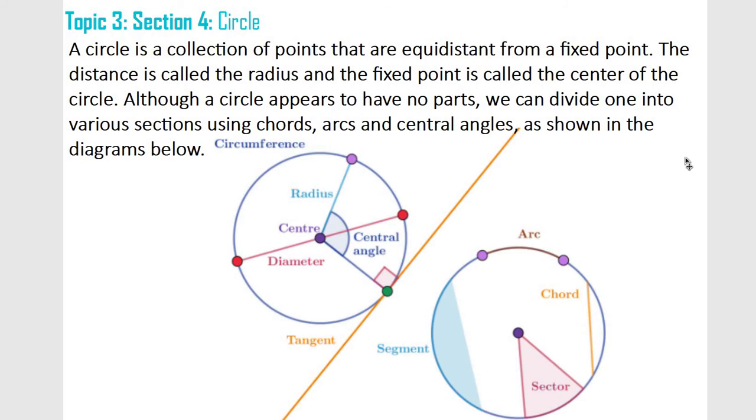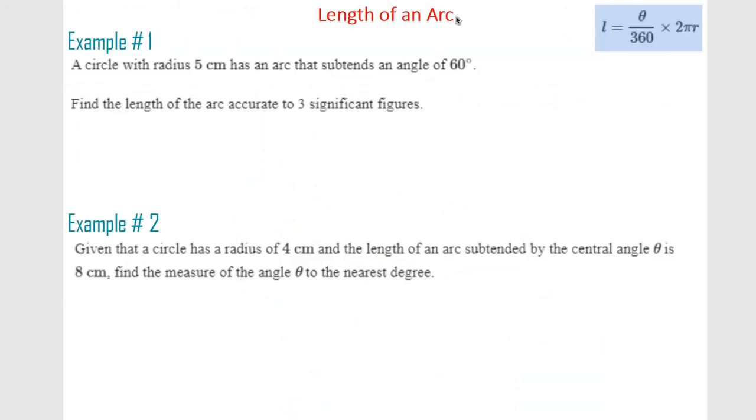What this lesson is mainly focusing on is arc length, so finding the length of just a piece of the perimeter, and sectors, so finding the area of just a piece of the whole thing. Starting with arcs, let's start with the first example. I'm visual, so I'm going to draw a circle, and it has a radius of 5 and an arc that subtends an angle of 60 degrees.